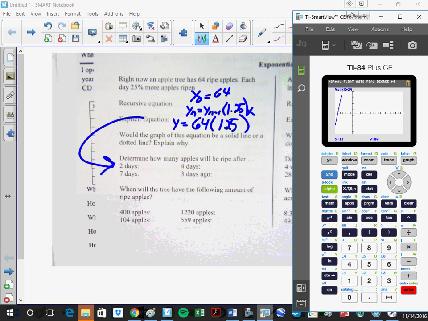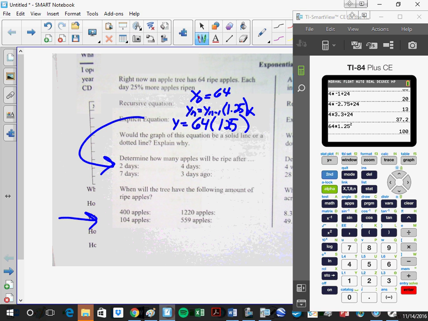So in your calculator, 64 times 1.25 raised to the 2. 100. Okay? But these are harder to answer. How do you find a y value of an exponential equation? Well, let's set it up this way. 400 equals 64 times 1.25 to the x. Well, let's try it. We're going to divide by 64.